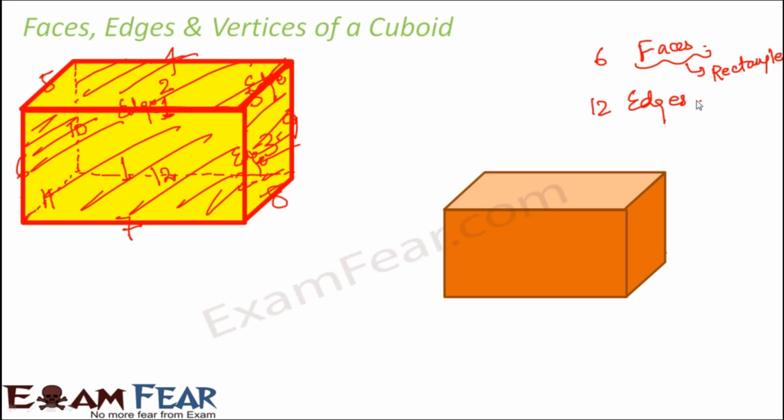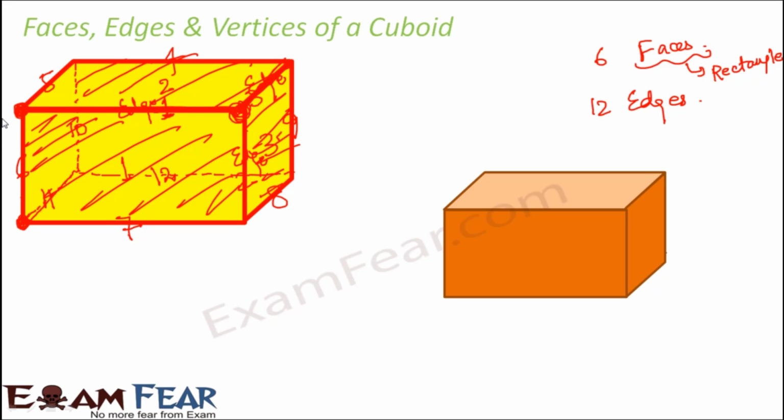Now what about vertices? Vertices are the points where the edges meet. So you see that at every point there are 3 edges which meet. For example, edge number 5, edge number 1 and edge number 6, they meet at this point. Similarly, at this point, edge number 1, edge number 2 and edge number 3 meet. If you consider this point, edge number 6, edge number 7 and edge number 11 meet at this point.